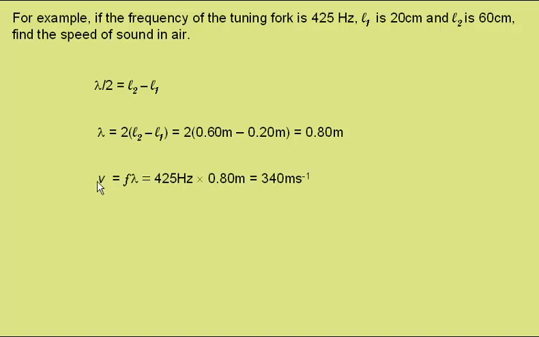Then, using V equals F lambda, the frequency was 425 Hz. We've just found the wavelength at 0.80 meters, giving a speed of sound in air of 340 meters per second.